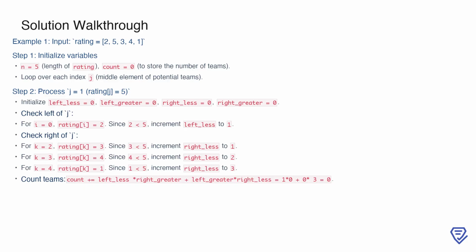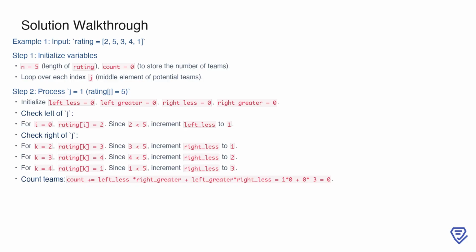Now, the approach involves selecting each index j as the middle element of potential teams, and for each j, we calculate how many elements to the left are smaller or greater than rating[j], and similarly, how many elements to the right are smaller or greater. Let's consider j equals 1, where the middle element is rating[1] equals 5. We initialize counters left_less, left_greater, right_less, and right_greater to 0.